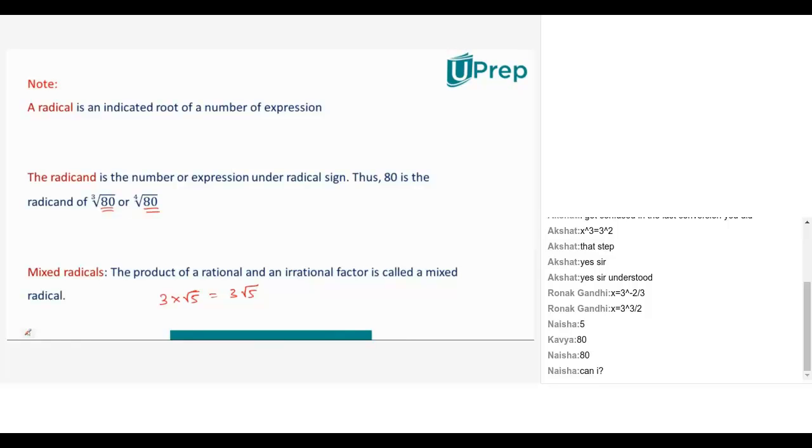What did you say? Because it says the product of a rational and an irrational factor. So yeah, product of a rational, so 3 into root 5. So do you think 3 into root 5 is root 15? I'm guessing that's what it means. No. Can anyone tell me what is 3 into root 5? What is the value of 3 into root 5? Can anyone simplify 3 into root 5?